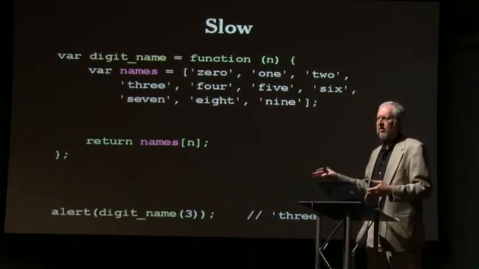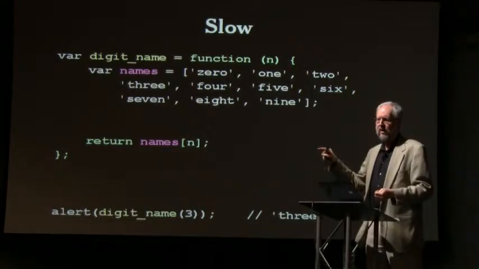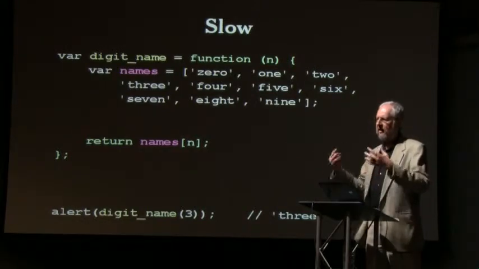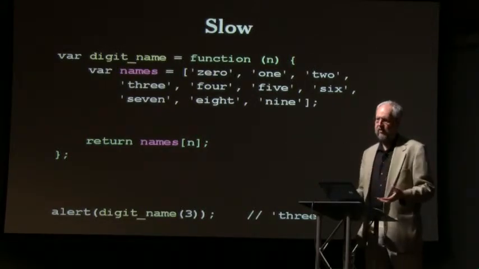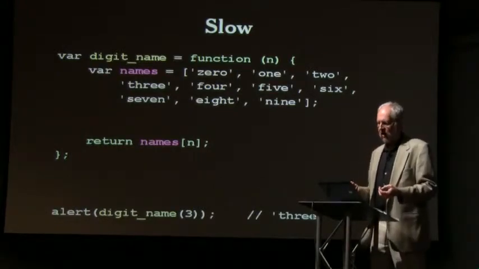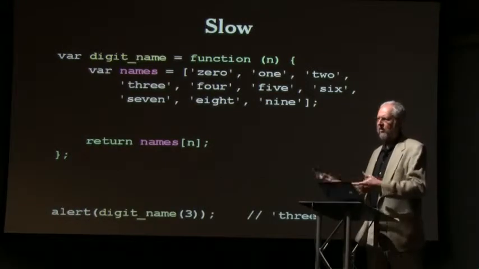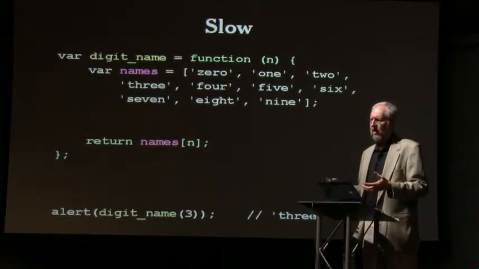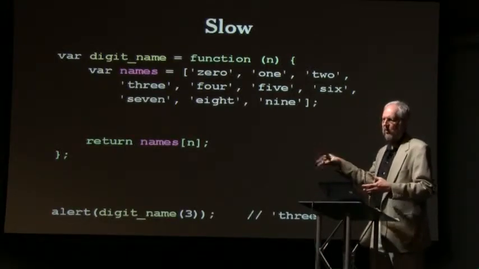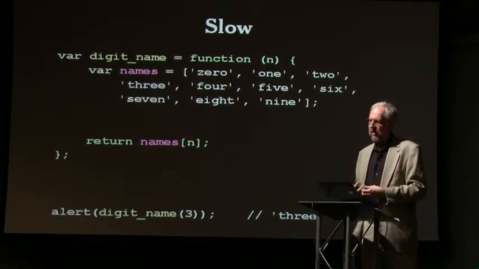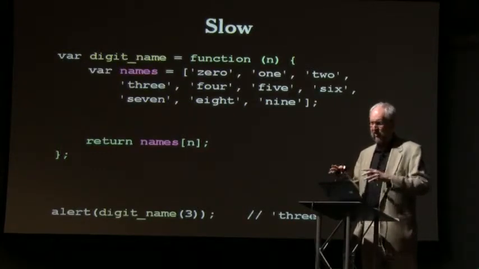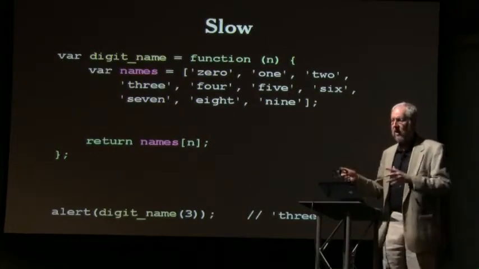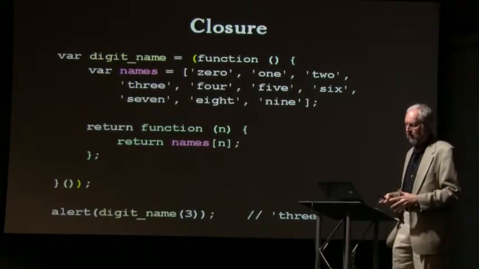Unfortunately, every time we call the function, we're going to allocate a new array and stuff 10 things into it, which is going to take some time. And we don't want to do that. That's a terrible waste. In this case, it's a fairly trivial thing, but we might have a more complicated function with more complicated initialization, so we want to be able to factor that out. And closure provides a really nice way to do that.